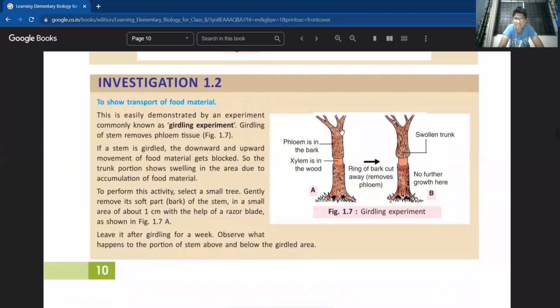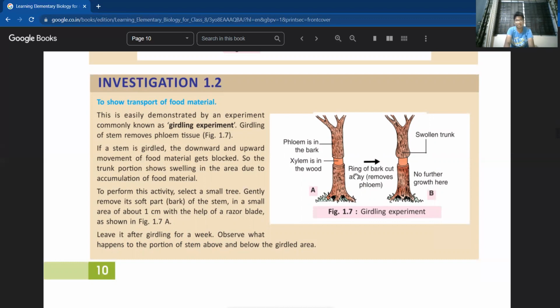So in this, we can see that if we girdle a particular part of the stem, the food materials cannot go either up or down. As a result, they are stored in that exact place, which causes the trunk to get swollen, and there's no further growth in the tree. But in this one, we didn't girdle tree A, but we girdled tree B. So this shows that growth continues for tree A. Even though it was cut by a razor blade, it still continues because xylem and phloem are present, which help transport the food materials, as food is very necessary for the growth of plants.